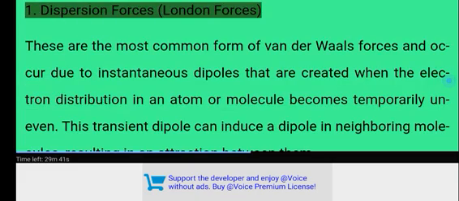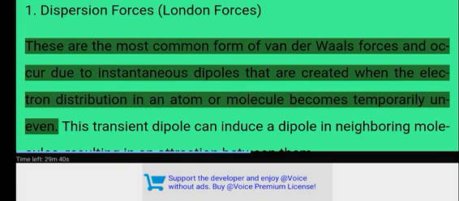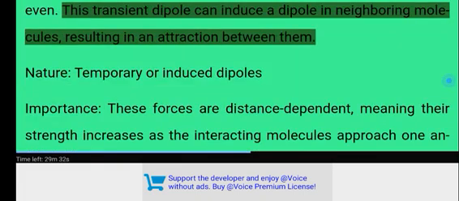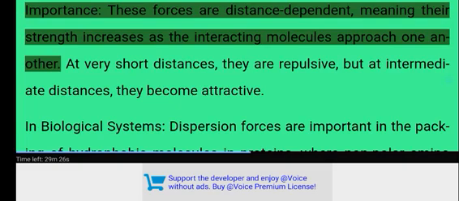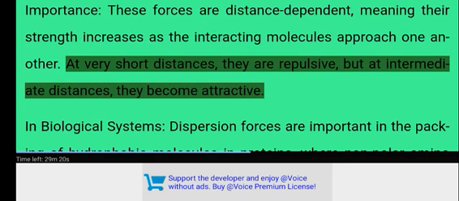1. Dispersion forces, London forces. These are the most common form of van der Waals forces and occur due to instantaneous dipoles that are created when the electron distribution in an atom or molecule becomes temporarily uneven. This transient dipole can induce a dipole in neighboring molecules, resulting in an attraction between them. Nature: temporary or induced dipoles. Importance: these forces are distance dependent, meaning their strength increases as the interacting molecules approach one another. At very short distances, they are repulsive, but at intermediate distances, they become attractive.